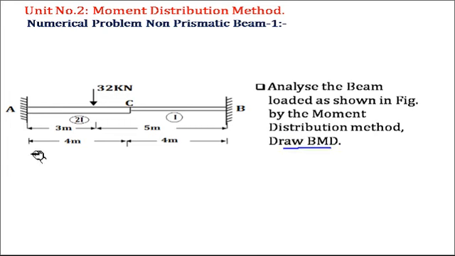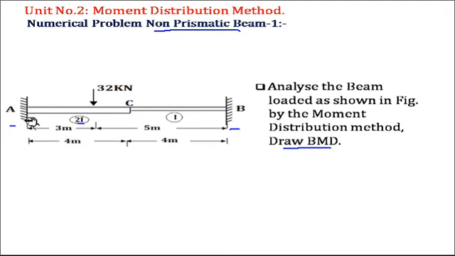Now, this beam ACB is considered as a non-prismatic beam because from support A to support B, the value of moment of inertia is changing. For member AC, the moment of inertia is 2I, whereas for member CB, it is I. As the value of moment of inertia is changing from support to support, this beam will be considered as a non-prismatic beam. Non-prismatic beams are the beams in which the cross section is not the same throughout the support.